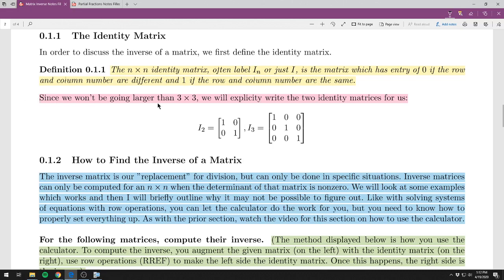Now, because we won't be going larger than a 3 by 3 matrix, we can write the 2 down. The 2 by 2 identity matrix is right here. These two entries, 1, this is in row 1 and column 1. This is in row 2 and column 2. So those are 1, and all the rest of the entries are 0. For the 3 by 3 identity matrix, it just really starts to fill out and looks like putting a 1 down this diagonal starting at the top left, and then zeros everywhere. But this is row 1, column 1. This is row 2, column 2. This is row 3, column 3. They all get 1s. Every single other entry here has a different row and column number. That's why they're zeros.